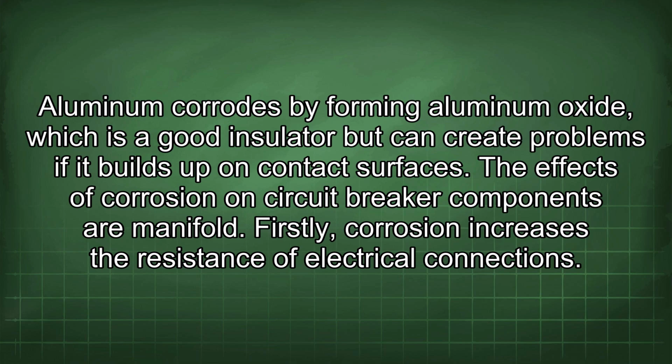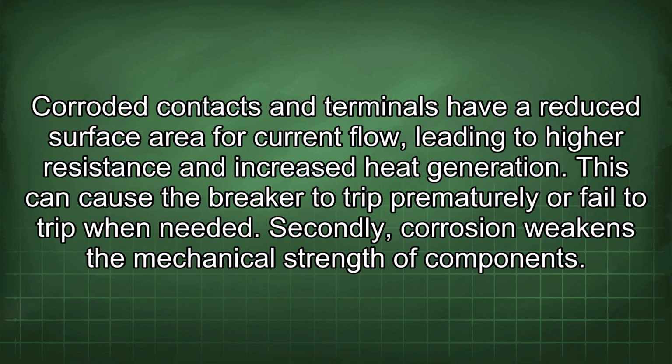Firstly, corrosion increases the resistance of electrical connections. Corroded contacts and terminals have a reduced surface area for current flow, leading to higher resistance and increased heat generation. This can cause the breaker to trip prematurely or fail to trip when needed.